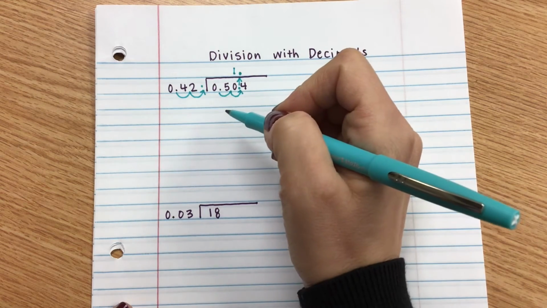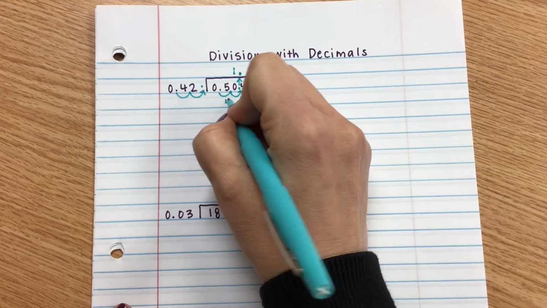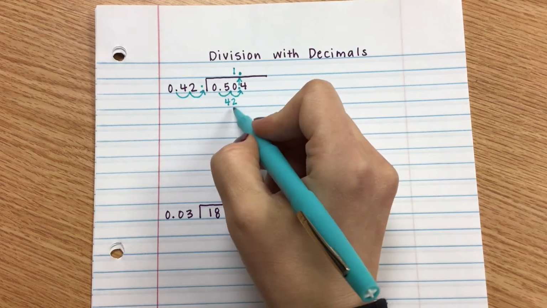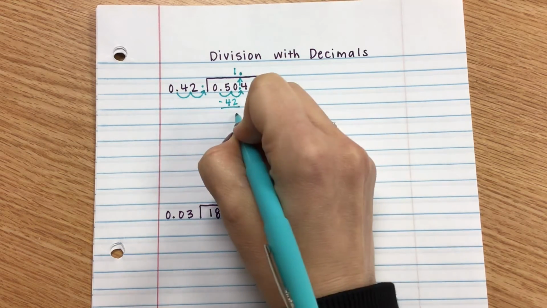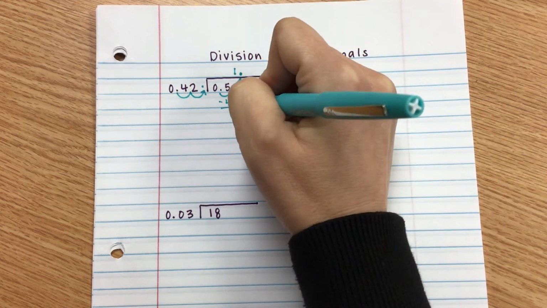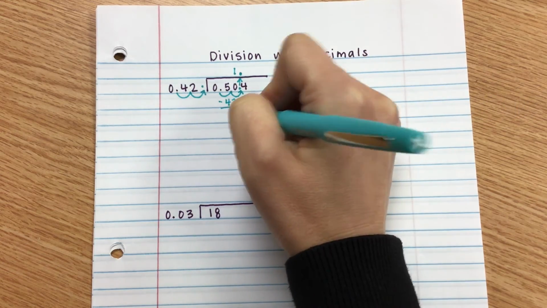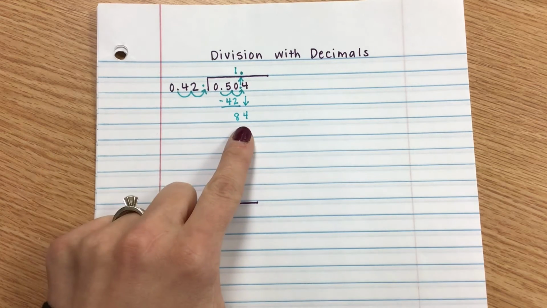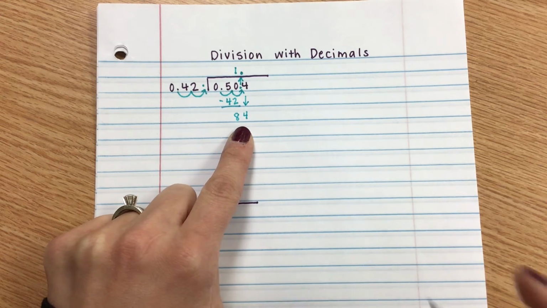So 1 times 42 is 42. Remember how important it is to keep everything lined up straight. So 50 minus 42 is 8. And we bring down our 4. How many times can 42 go into 84? 2 times. We think 2 times.